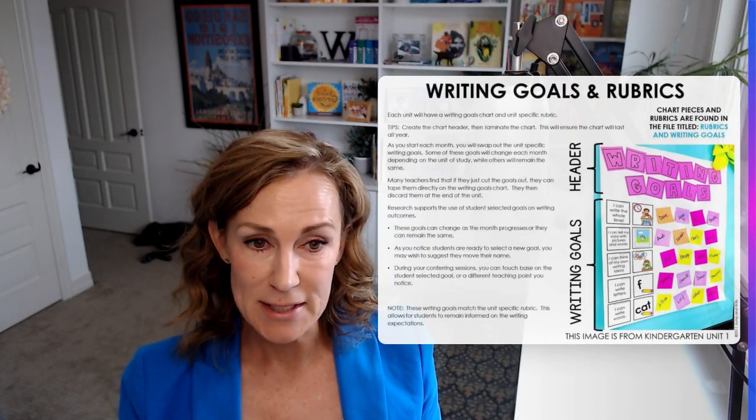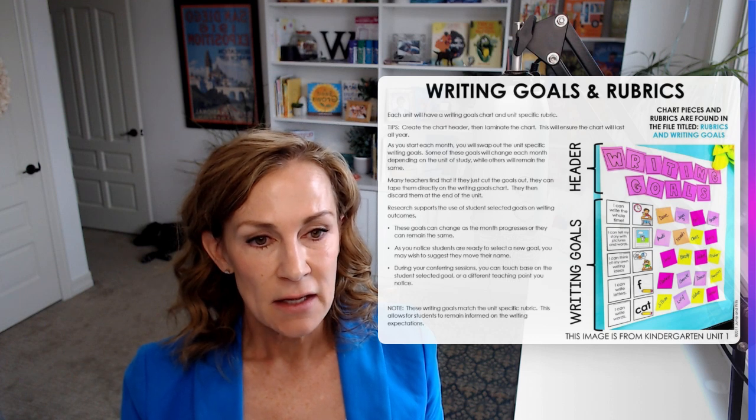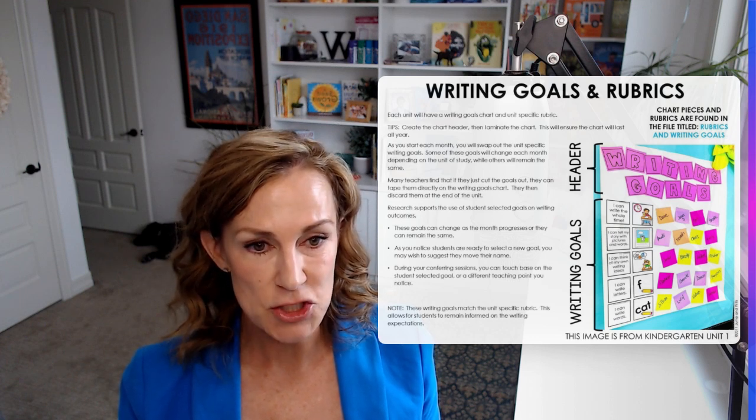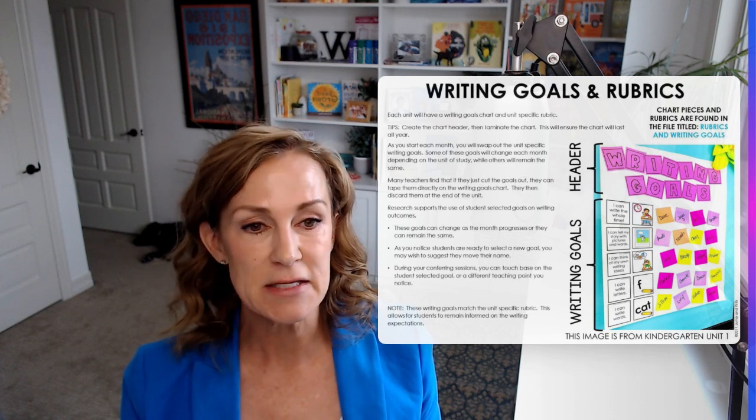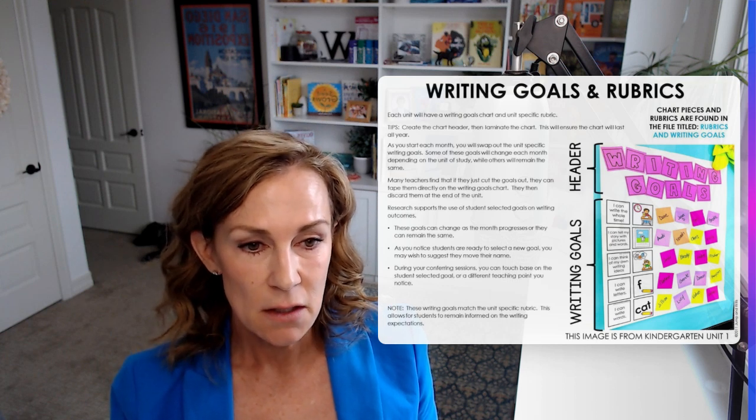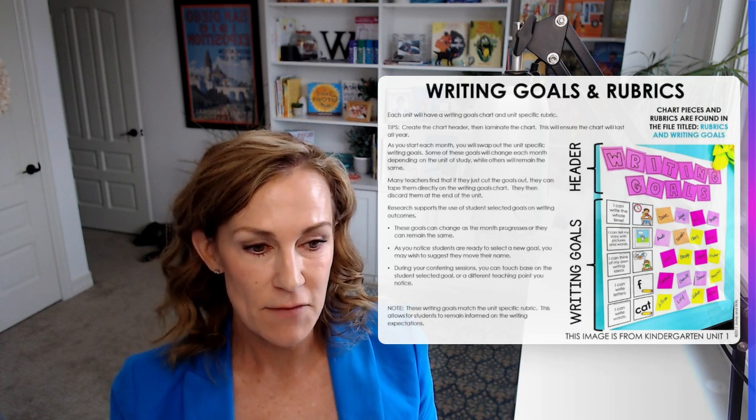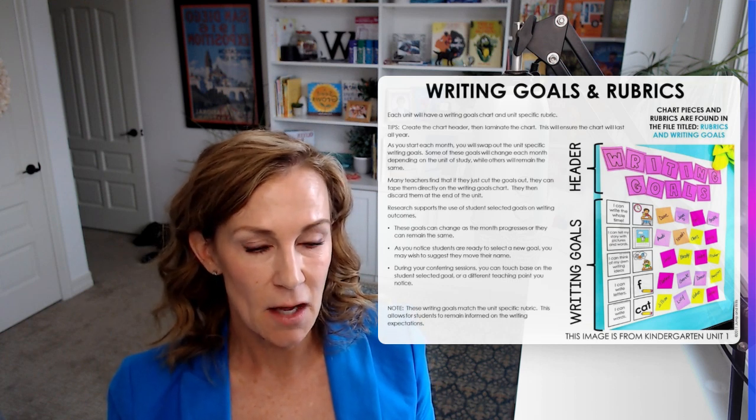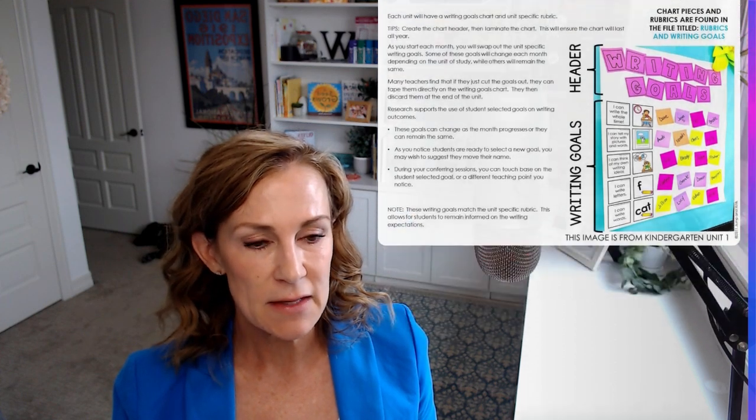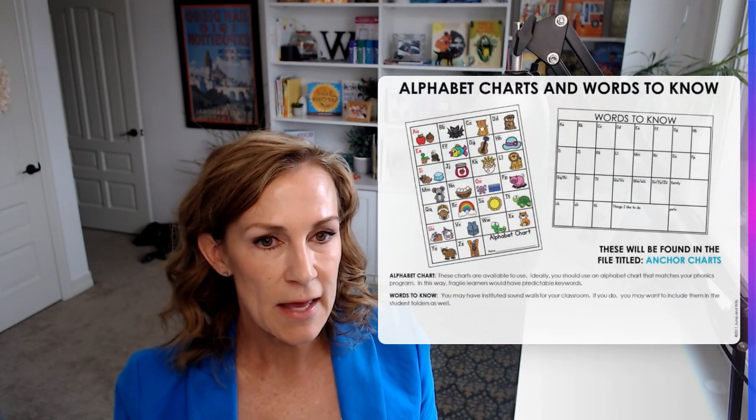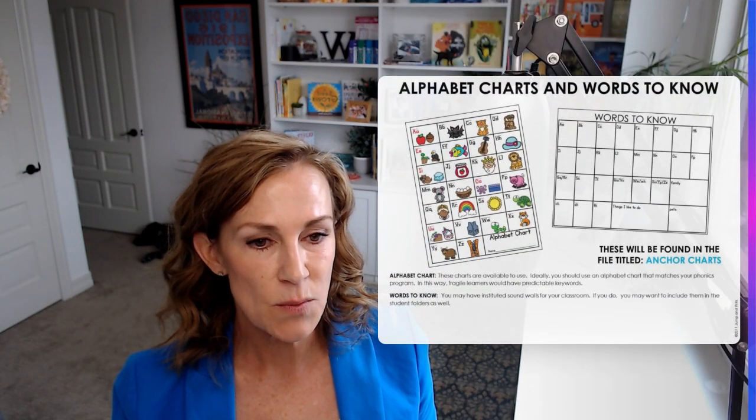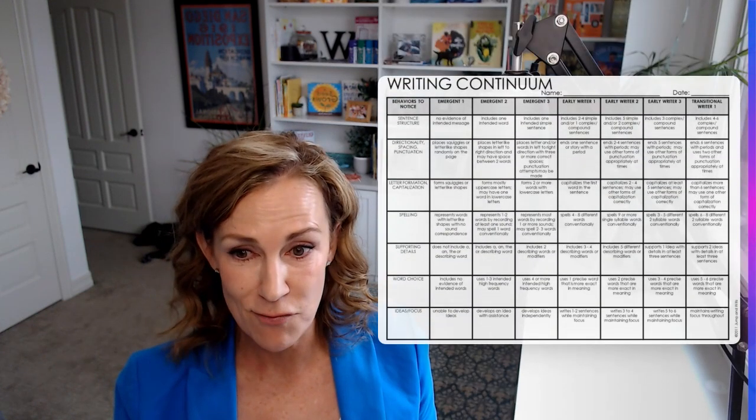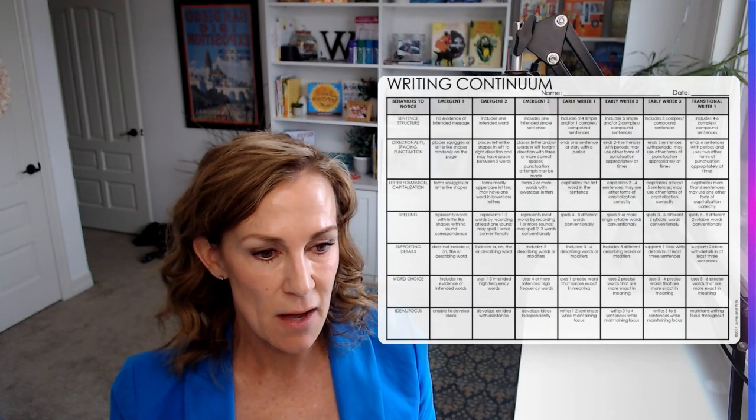Our writing goals, you'll need to update that. Just remember, if we can just update the pictures, that makes it a lot easier, and have students put their name on what they're working on for that particular point in time. This is, again, an image from Unit 1 in the kindergarten unit. So anchor charts are there for you as well. Make sure you check them out. Again, those change every month, so you want to make sure you keep an eye on those.